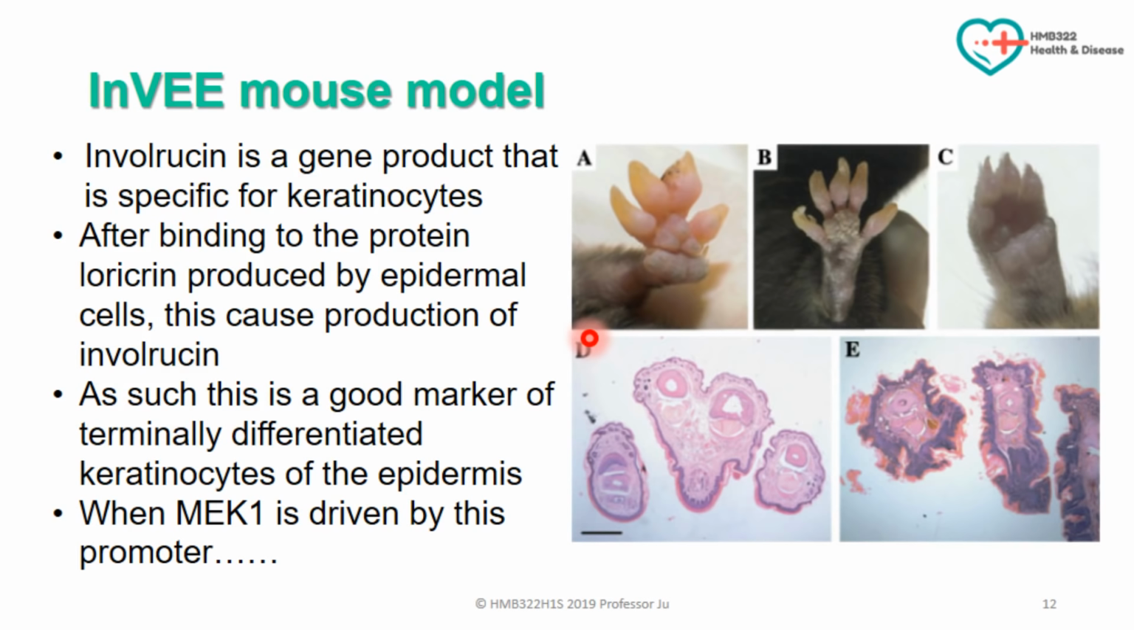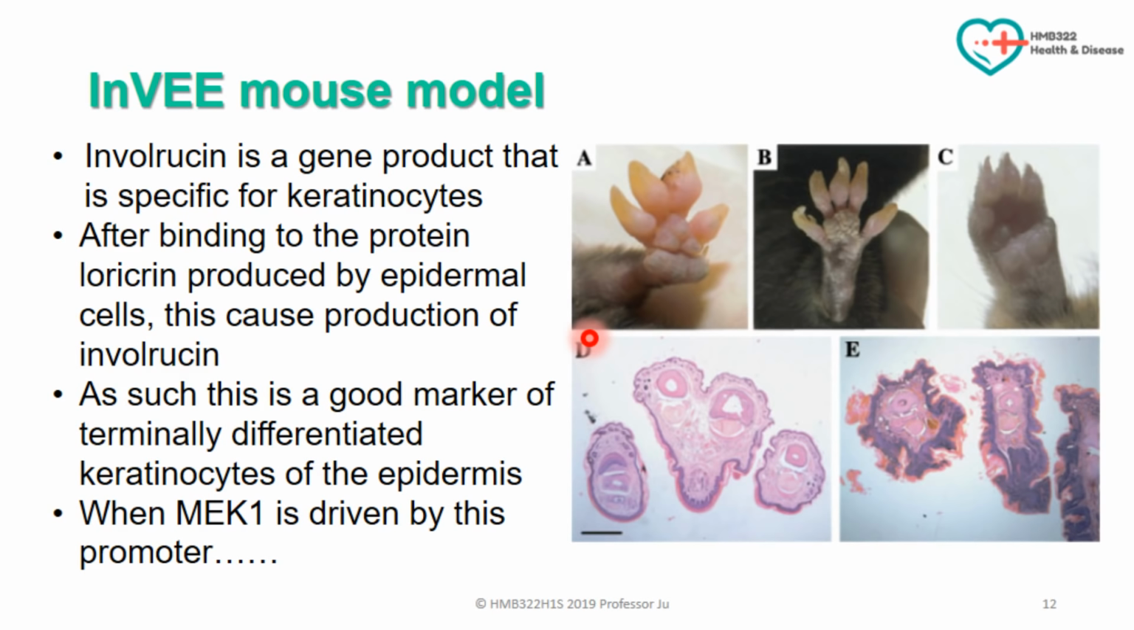So what is involucrin, you might be asking? So involucrin is a gene product that is specific for keratinocytes. So where do we find keratinocytes? In our skin. So we have involucrin being expressed specifically in keratinocytes. Therefore, if we have the gene or the promoter for involucrin, it will drive the gene product that follows after that promoter. So how does it get turned on in the first place? So if I deliver this gene, there's that promoter, but how do I turn that promoter on?